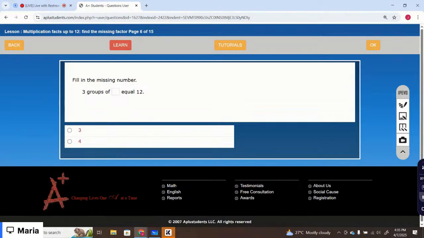Okay, we will find the missing number. 3 groups of the missing number equals 12. 3 times what number is 12? That is 3 times 4 is 12. Option number 2 is the correct option.